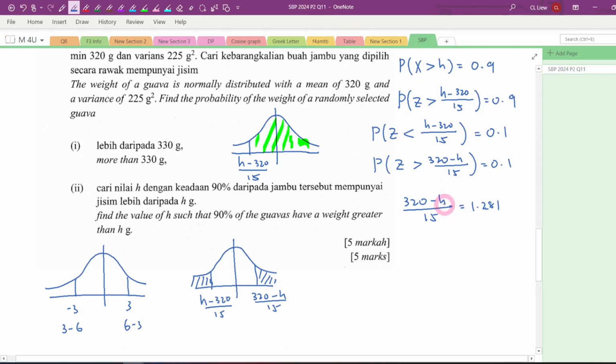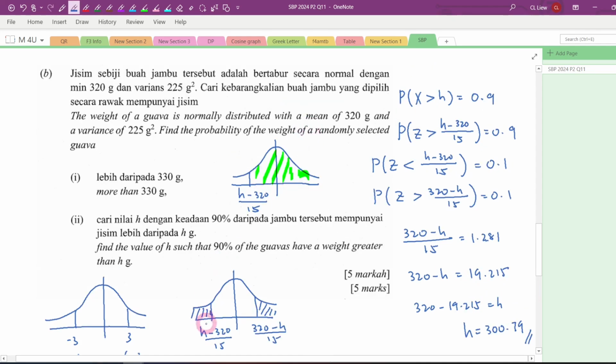So what I'm going to do now is just find the value of h. So 320 minus h is equal to 1.281 times 15, which is equal to 19.215. Okay, 320 minus 19.215 is equal to h. Okay, 300.785. Okay, this is the value of h.